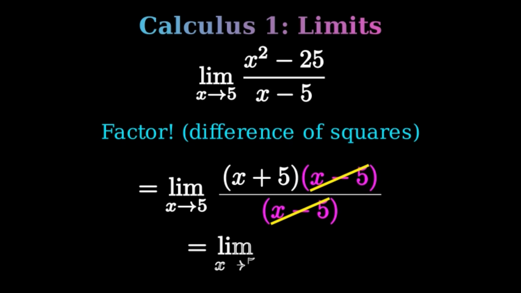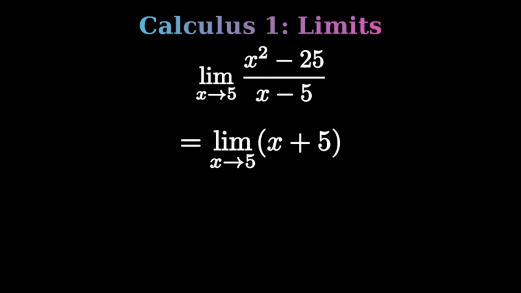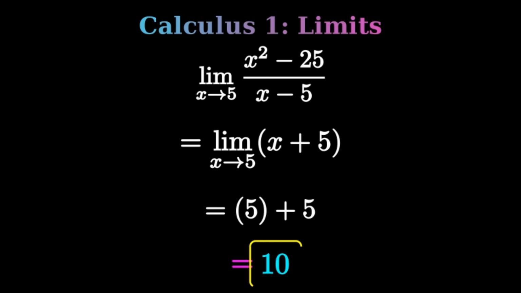After that, we're left with the limit as x approaches 5 of x plus 5. Now we can try to insert the limiting value one more time. If there are no constraints or anything weird going on, we can just do a direct substitution, calculate it, and get our final answer. If we insert 5, we get 5 plus 5, and the final answer is 10. So to answer this question, the limit as x approaches 5 of x squared minus 25 over x minus 5 is 10.